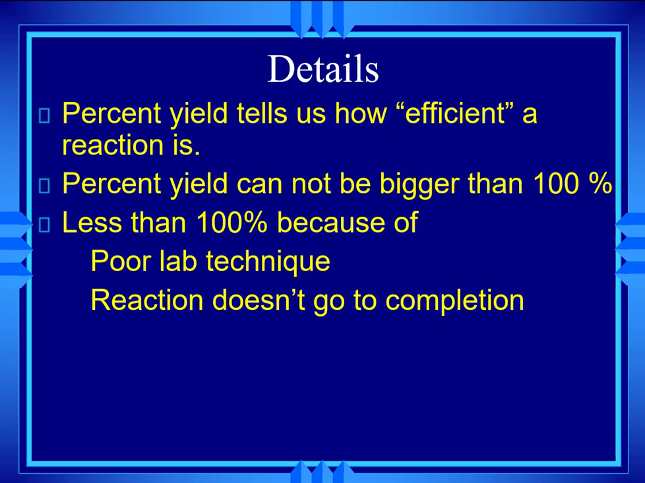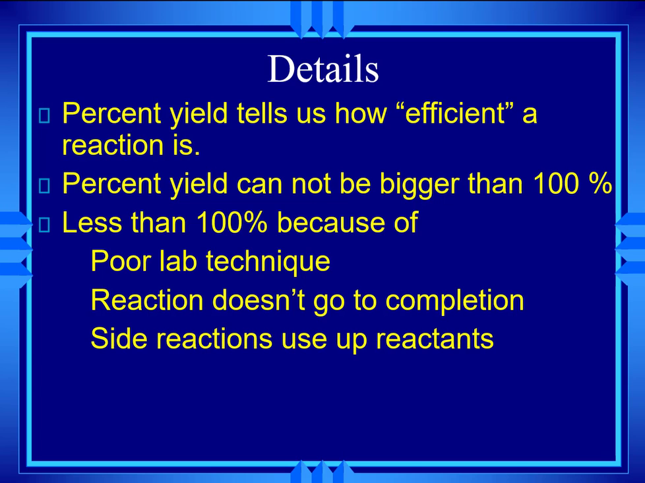Oftentimes reactions end up at a place where they're not all the way completed, but they're reversible, so they're unhappening just as fast as they're happening. So it looks like it stopped moving because they're unhappening and happening at the same speed, but you haven't made all the product you could have.